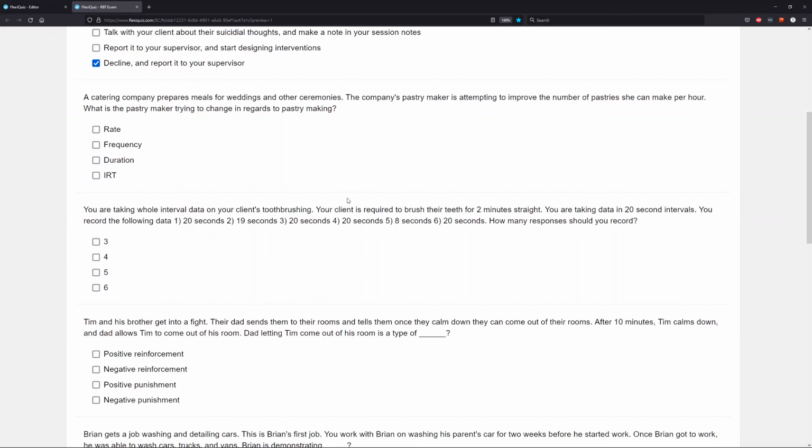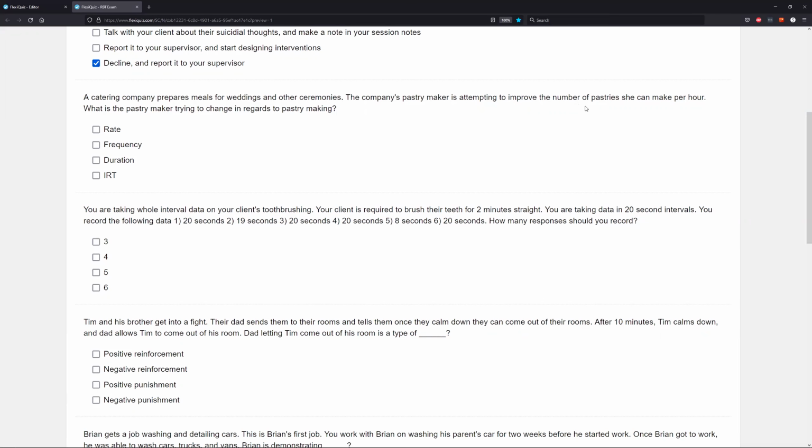Okay, so a key giveaway here, right? We know they're trying to change some aspect of their behavior. She's trying to improve the number of pastries she can make per hour. She wants to be quicker, increase how many she has per hour, increase her efficiency. So what is she trying to change? Well, the key here is the number of pastries.